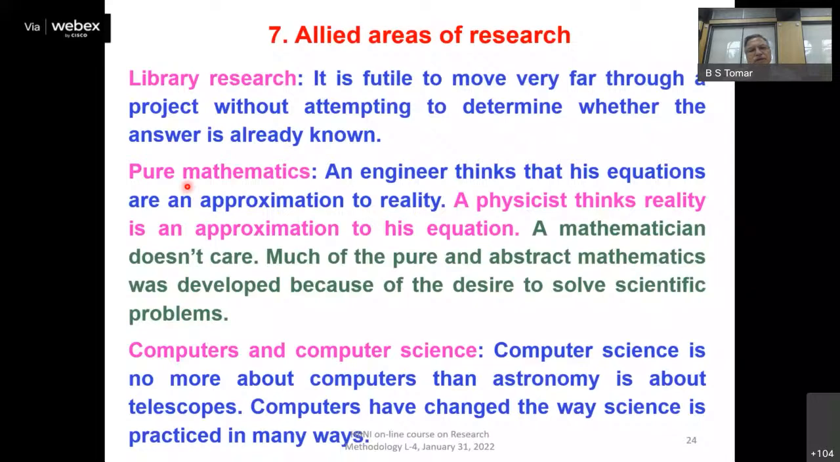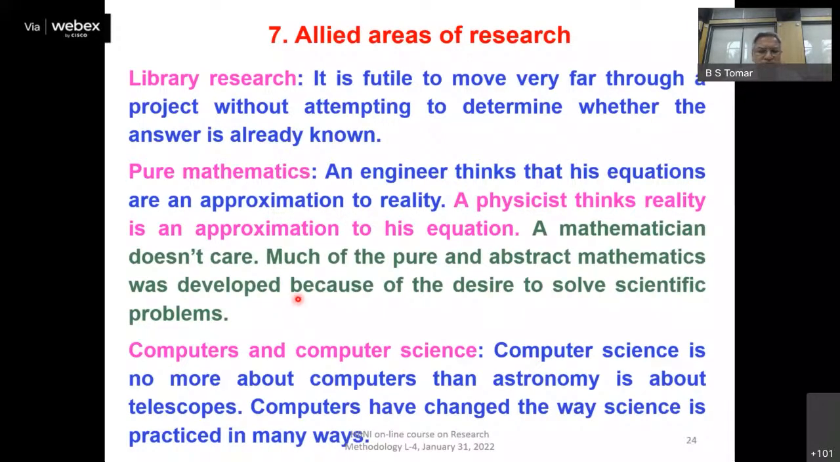Pure mathematics, very, very important. And I have taken some quotes from some book. An engineer thinks that his or her equations are an approximation to reality, whereas a physicist thinks reality is an approximation to his or her equations, and a mathematician does not care, because much of the pure and abstract mathematics was developed because of the desire to solve scientific problems. So mathematicians, physicists, engineers, all of them, they are doing research in their own way.